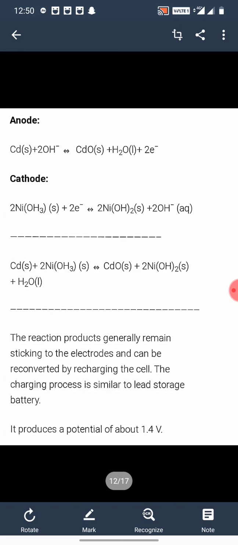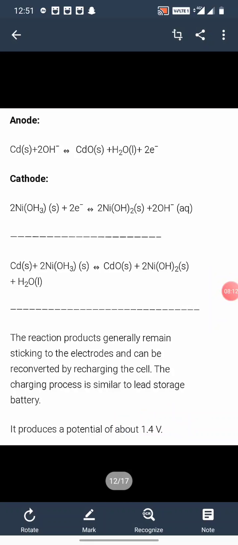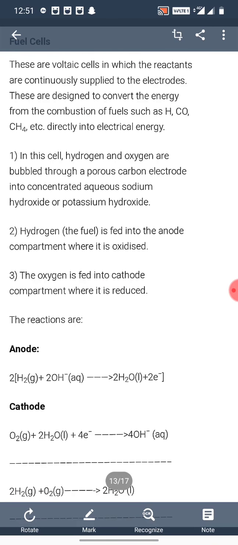You can see here, children, this cell I have not found to have been asked a number of times, but since it is a part of your syllabus, you need to remember the reactions because you might get this. So here are the reactions which you need to learn, as I told you in my last session also. Reactions anyhow you need to remember. The reaction products generally remain sticking to the electrodes and can be reconverted by recharging the cell. The charging process is similar to the lead storage battery, and the potential supplied by this cell is 1.4 volt. So this is all about the nickel cadmium battery.